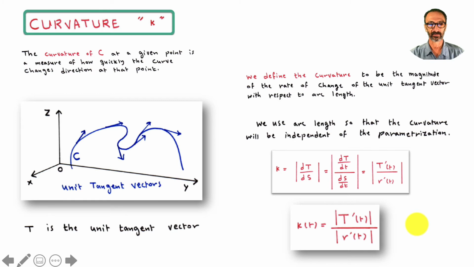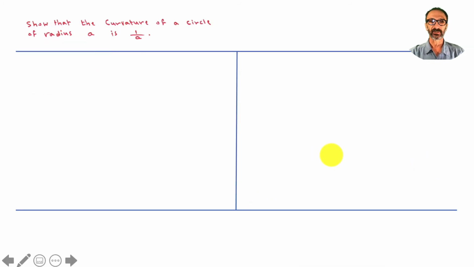So you want to make some notes out of this. This slide says it all. It's hard to keep repeating, so just make a note of it and go back to it, maybe combine them on one page as formulas. Show that the curvature of a circle of radius a is 1 over a.